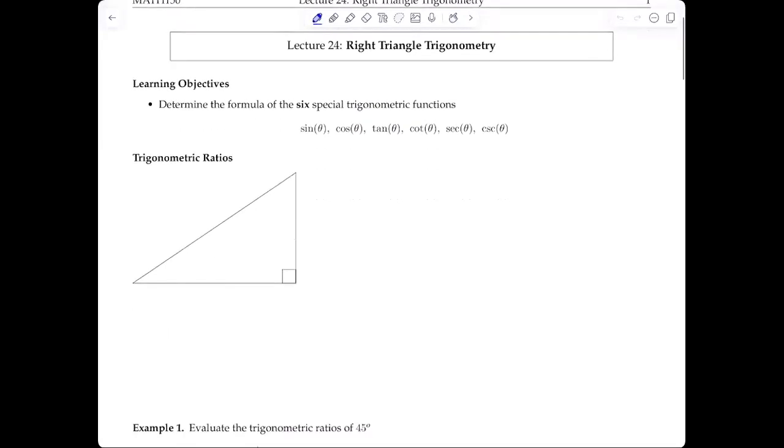Some of you have known about this, but bear with me here as I give the information again. When you look at the right triangle, there are certain names for the sides of the triangle. If you have an angle here, called theta, the side that is across or opposite of the angle is called the opposite side. The side that is next to the angle theta is called the adjacent side. And the longest side of the right triangle is called the hypotenuse.